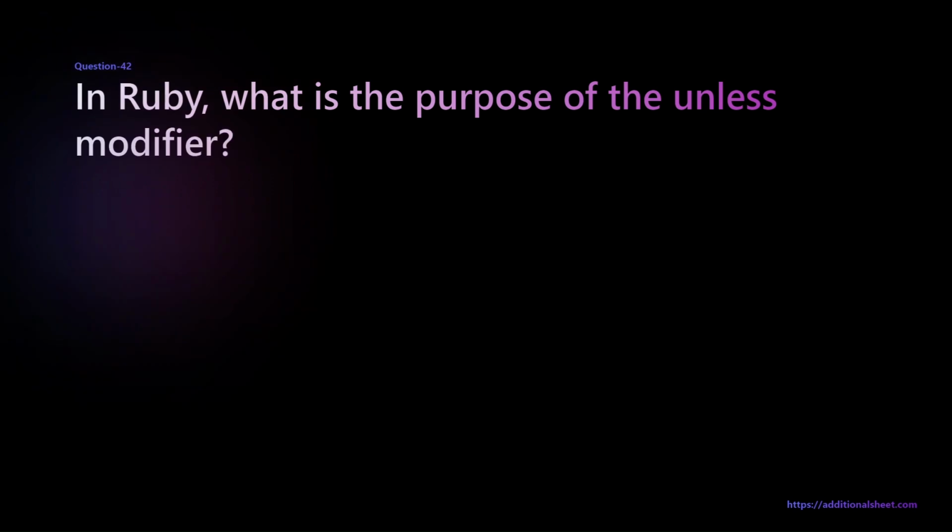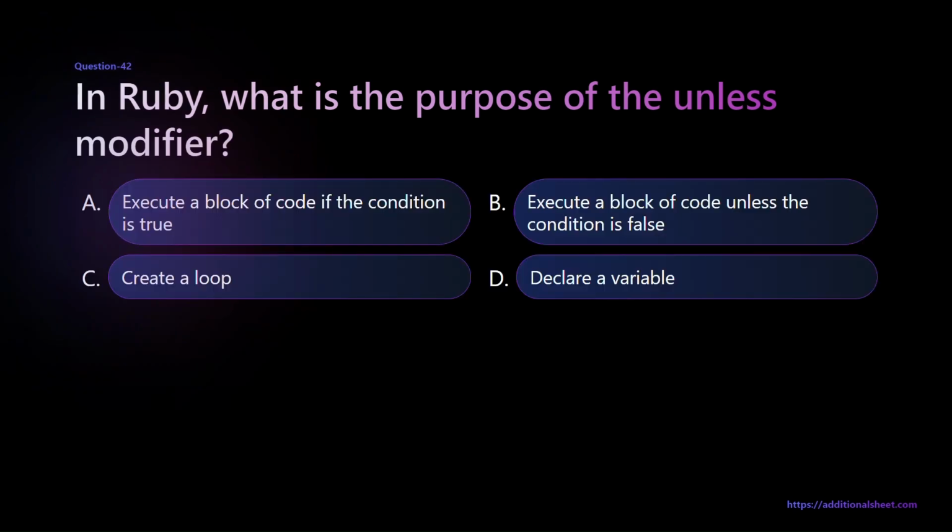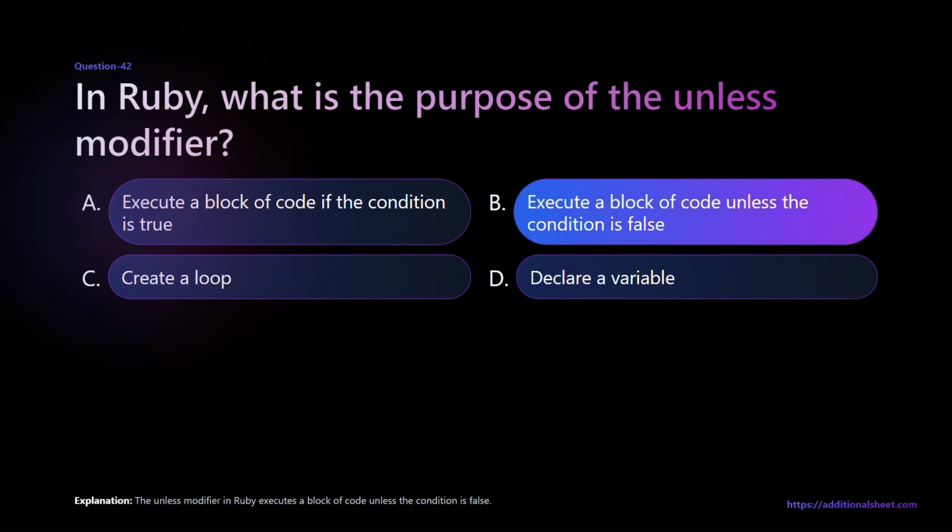In Ruby, what is the purpose of the unless modifier? Option A, execute a block of code if the condition is true. Option B, execute a block of code unless the condition is false. Option C, create a loop. Option D, declare a variable. The correct answer is option B, execute a block of code unless the condition is false.